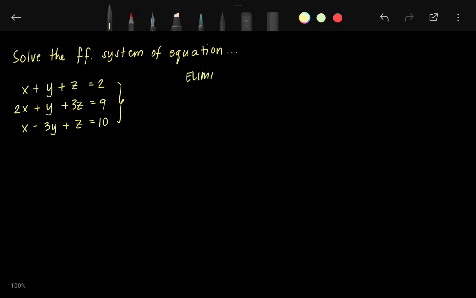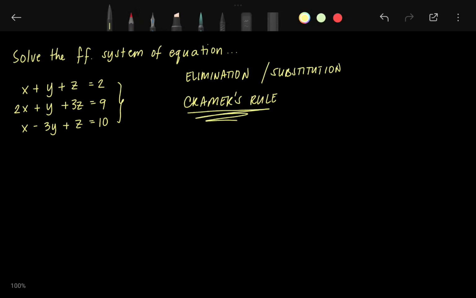elimination, one. And another is substitution, right? But aside from these two, you can also use Cramer's rule. Cramer's rule works if we can make a matrix out of this system of equations. So, how do we make it a matrix? You have to remember this first, okay?